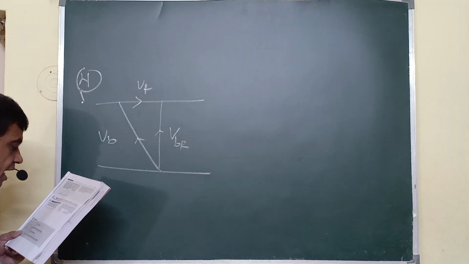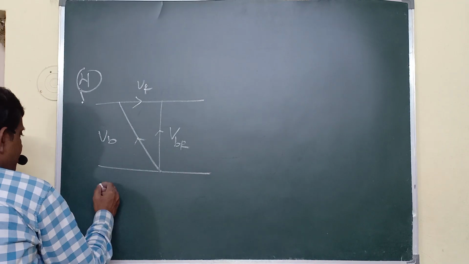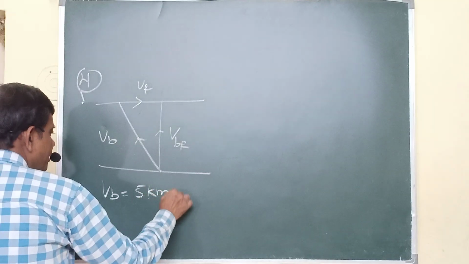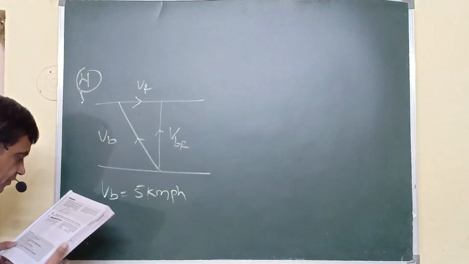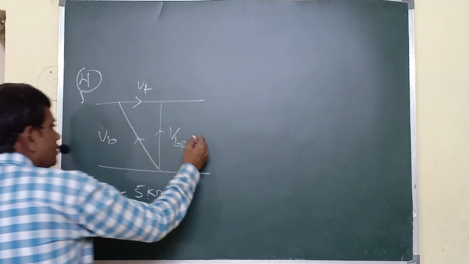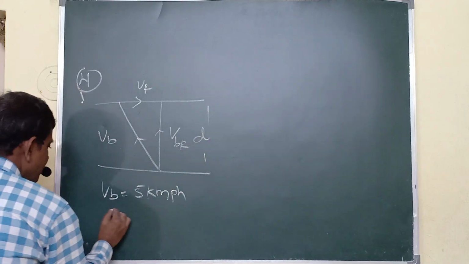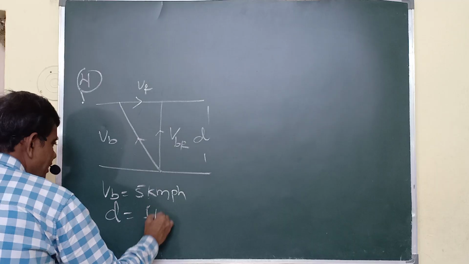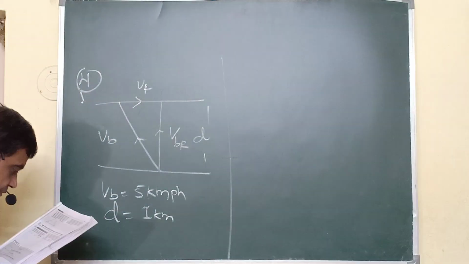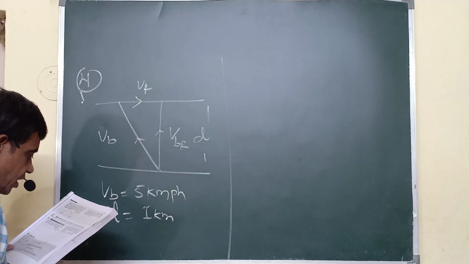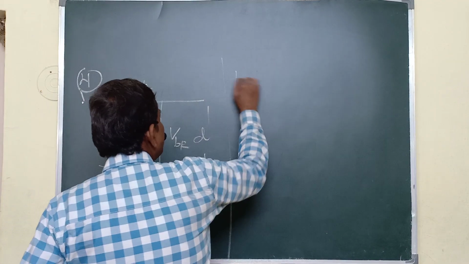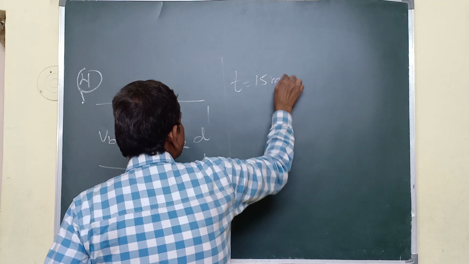A boat having a speed of 5 kmph. So what is the velocity of the boat? That is 5 kmph, kilometer per hour, in still water, crossing a river of width 1 kilometer. So what about this distance? This d equals 1 kilometer. In the shortest possible path, it takes 15 minutes. How much time is taken? 15 minutes.